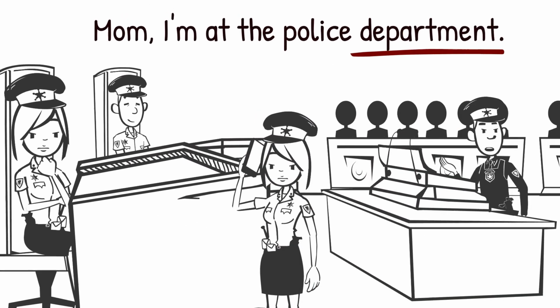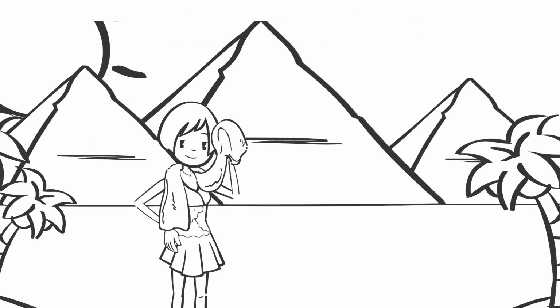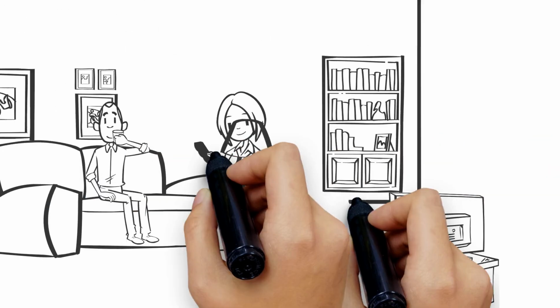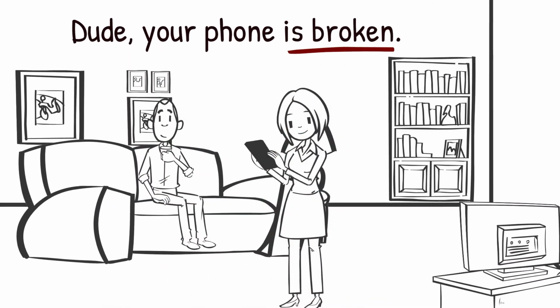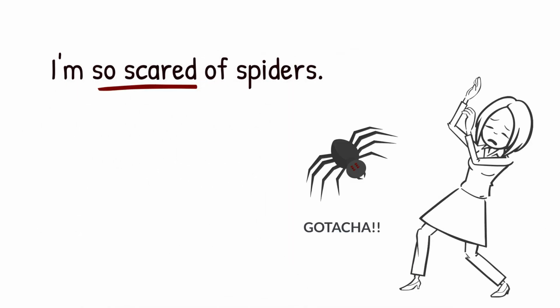Location. Mom, I'm at the police department. Appearance. The Miss Universe is so ugly. Temperature. It is so hot in here. State. Dude, your phone is broken. I am so scared of spiders.